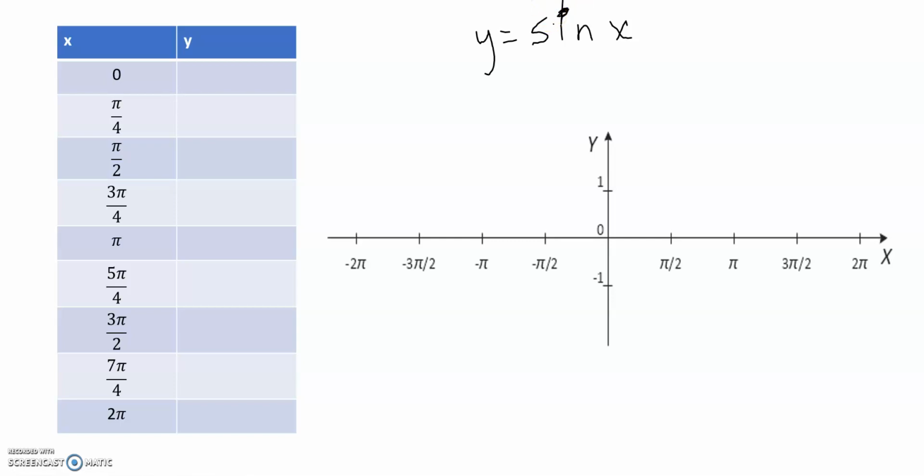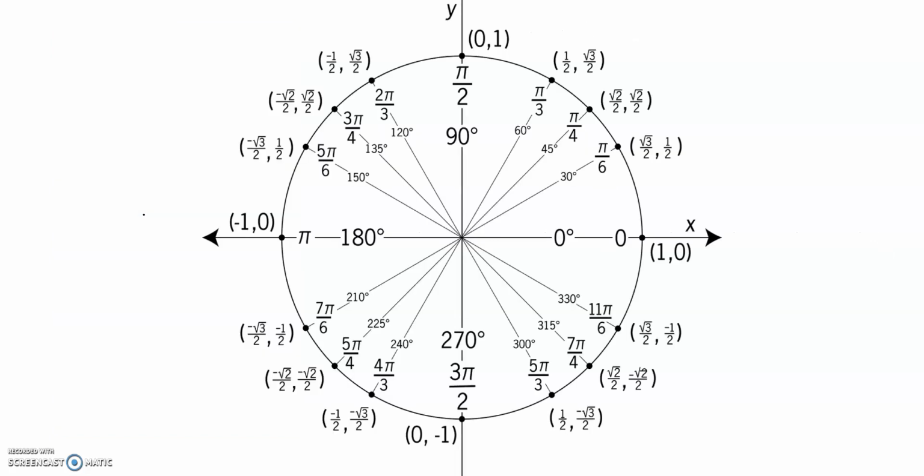And so I just picked some values. I picked all the quadrantal angles. So remember, those are the ones on the x and y axis. So 0, pi over 2, pi, 3 pi over 2, and 2 pi. But I also picked an angle in between each of those so y'all can see what's happening in between each quadrantal angle. So pi over 4, 3 pi over 4. If I go back to the unit circle, pi over 4 is here, 3 pi over 4 is here, 5 pi over 4 is here, and 7 pi over 4 is here.